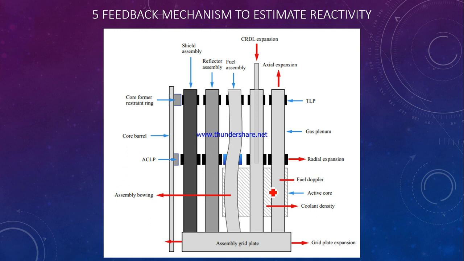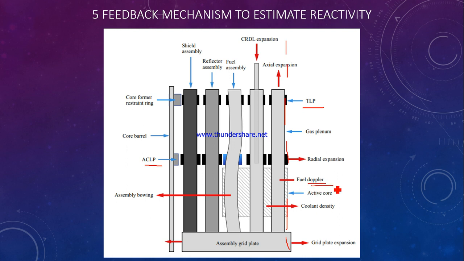So you see, this is a typical core. Here you see, this is the axis. This is the top load pad, and this is the above core load pad. This is the core barrel, and this is the fuel assembly bowing, so bend. This red color is the radial expansion. Anyway, here we used one Doppler.